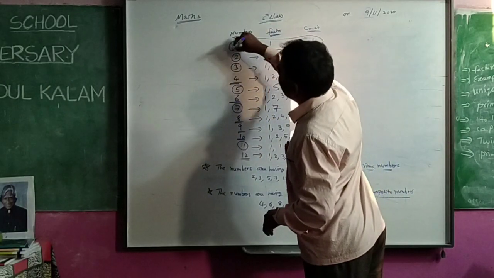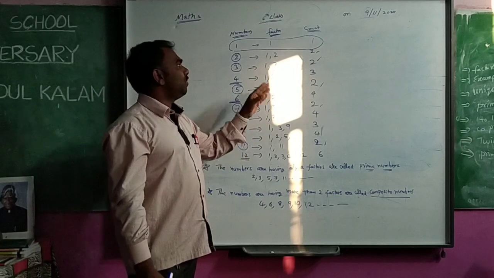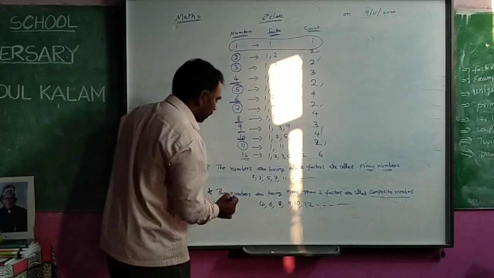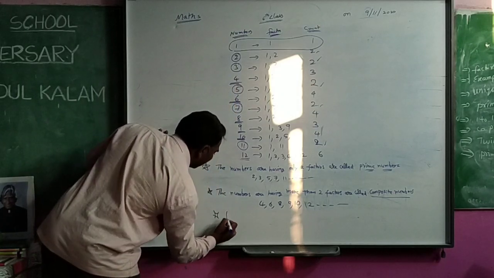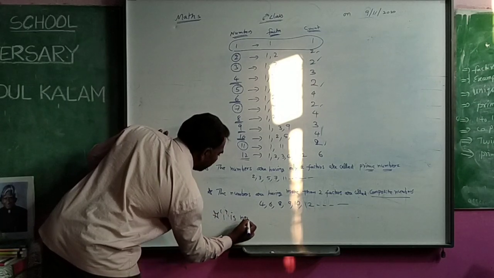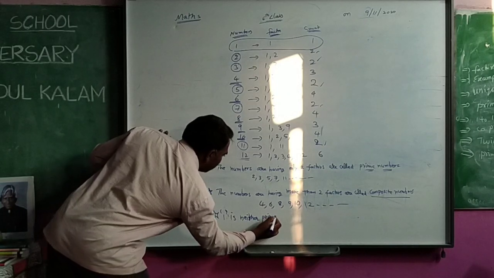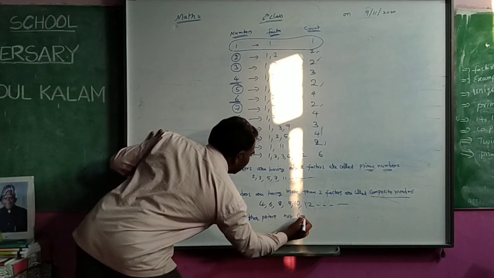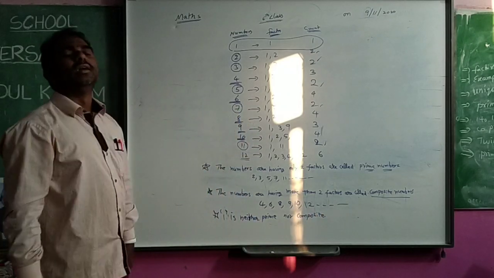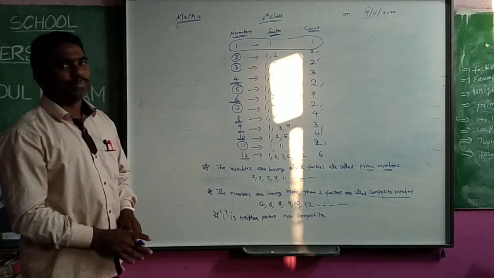One is having only one factor. About two factors and more than two factors we have discussed. Then what about one? So one is having only one factor. That's why, one is neither prime. Neither means it is not. One is neither prime nor composite. It is not a prime number and it is not a composite number. It is different. One is neither prime nor composite.